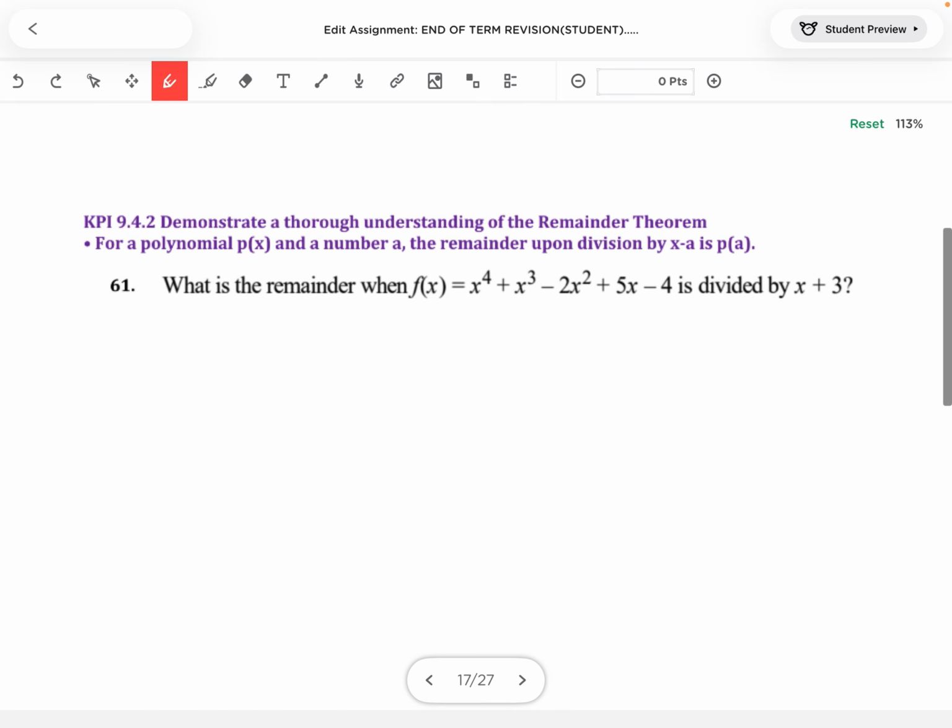What is the remainder when f of x is divided by x plus 3? Simple. I will make x plus 3 equal to 0, so x will be negative 3. I have to replace x with negative 3. Negative 3 to the power 4 plus negative 3 to the power 3 minus 2 times negative 3 squared plus 5 times negative 3 minus 4. And the answer will be 17. So the remainder is 17. Next.